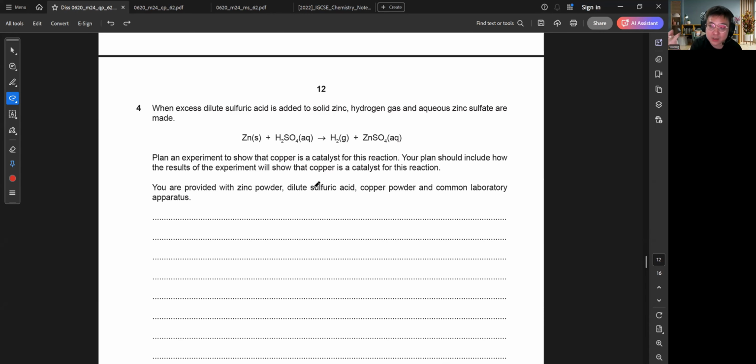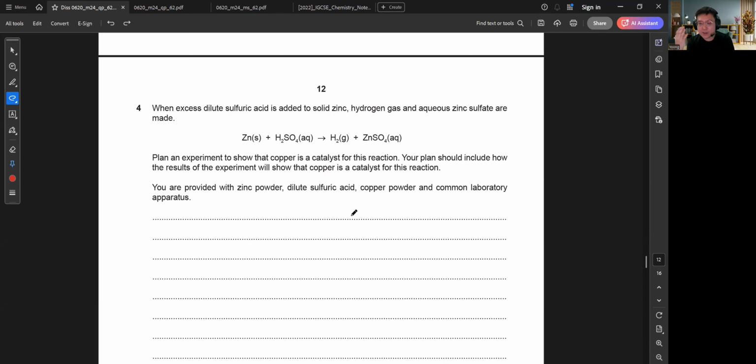That's the most important thing we need to prove. That's what the question is asking. You are provided with zinc powder, dilute sulfuric acid, which is this, right? Copper powder. Okay, so that means it's in copper powder form, and common laboratory apparatus. All right. So normally, we start our experiment. The first thing we think about is the 3 different variables we have: manipulated, responding, and fixed variable.